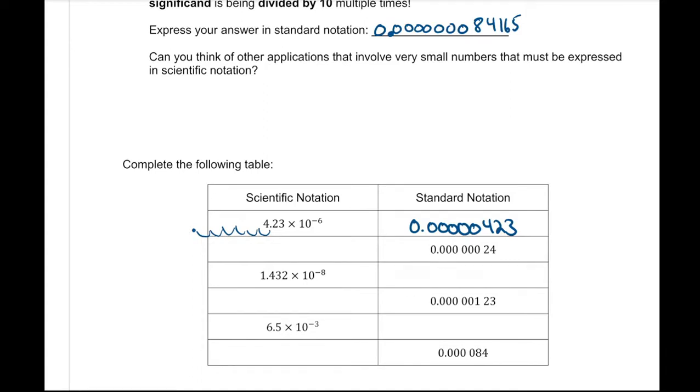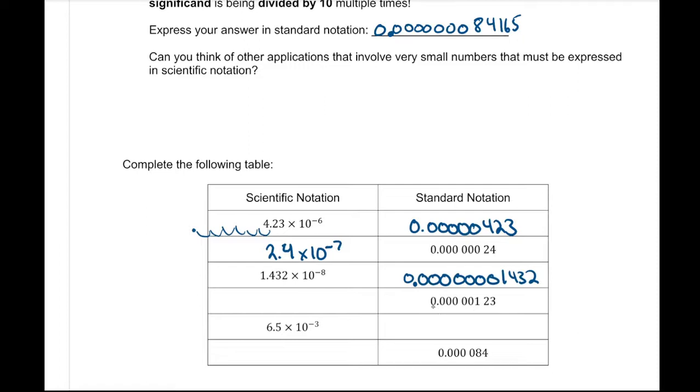For the second one, I want to go from standard to scientific. So I have 1, 2, 3, 4, 5, 6, 7 zeros in front. So this will be 2.4 times 10 to the power of negative 7 because we're dealing with an extremely small number. For the next one, 1.432 times 10 to the power of negative 8, there's going to be 8 zeros, and then 1432, and we're going to put a decimal after the first one.